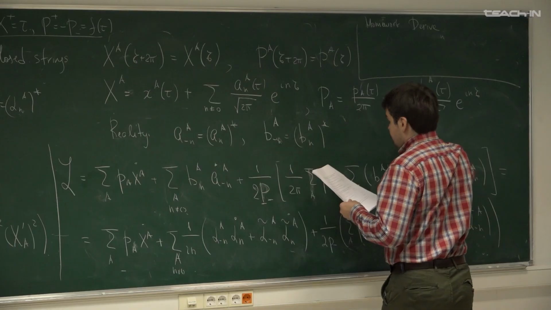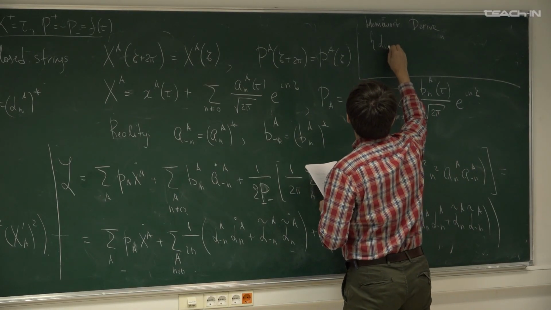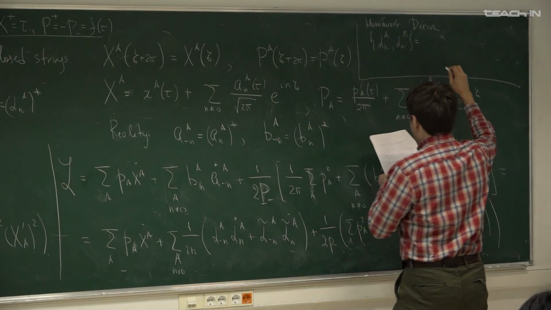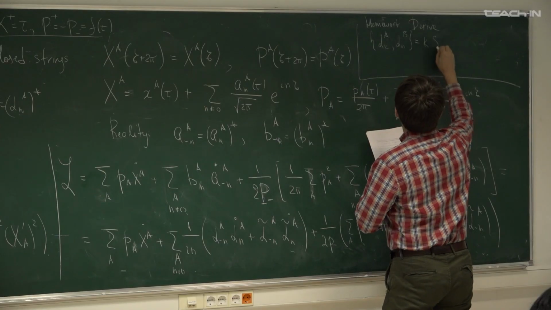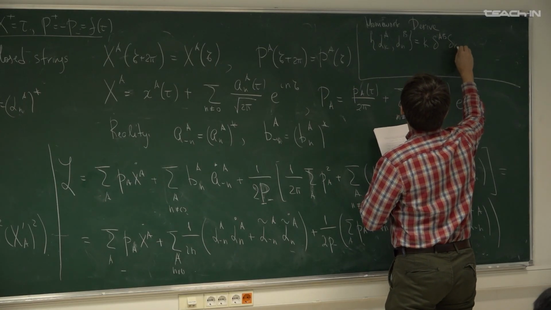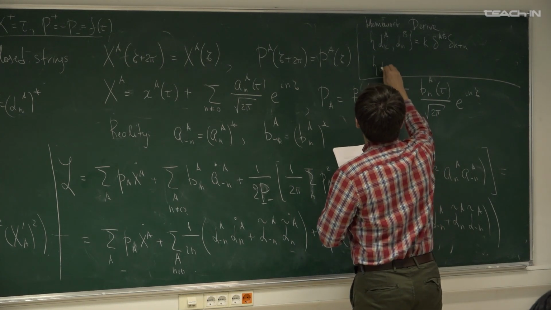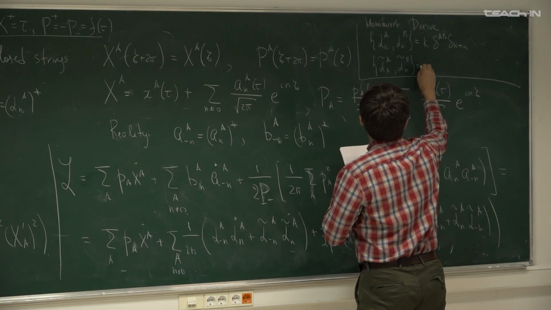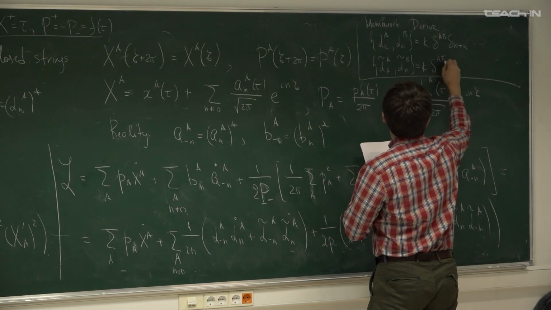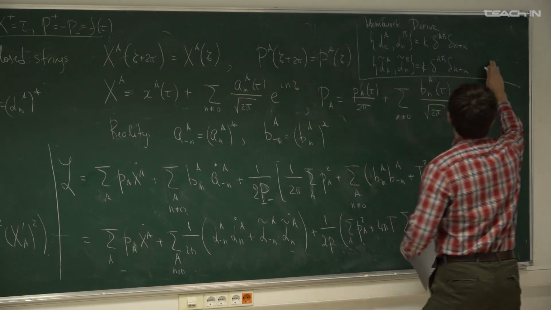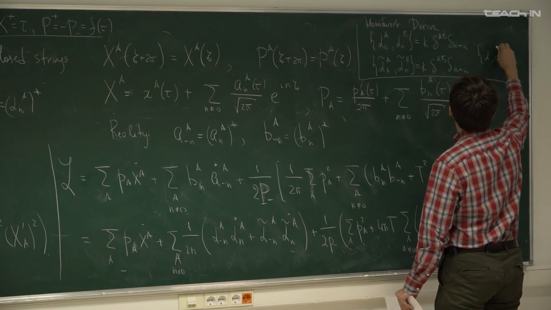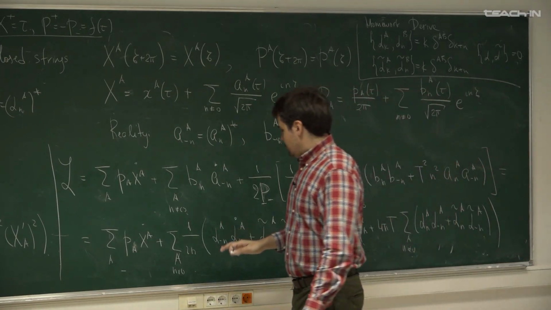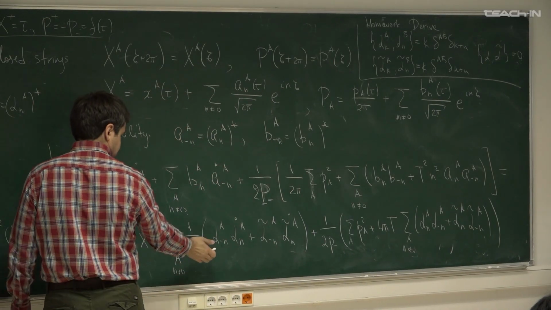So the Poisson brackets are: alpha ka, alpha nb is k delta ab, delta k plus n. Same thing with alpha tilde ka, alpha tilde nb is k delta ab, delta k plus n. And then the mixed bracket, alpha and alpha tilde, is 0. So you can derive those Poisson brackets by looking at this kinetic term here.